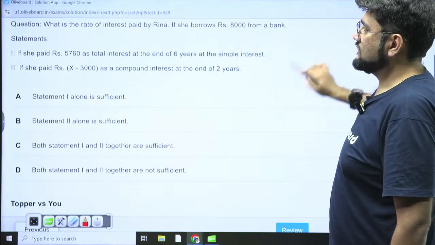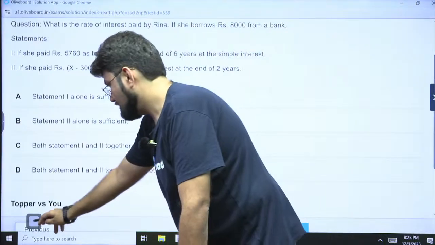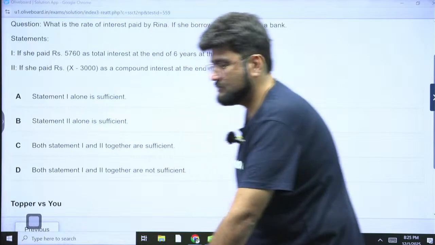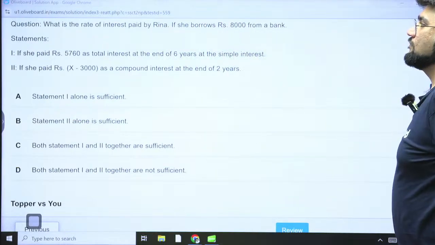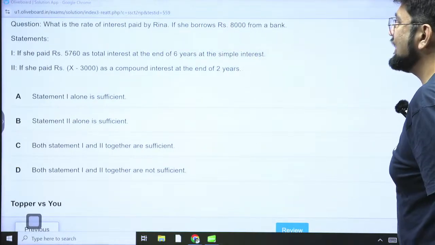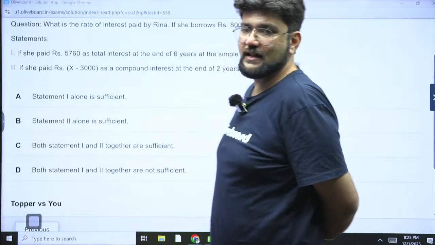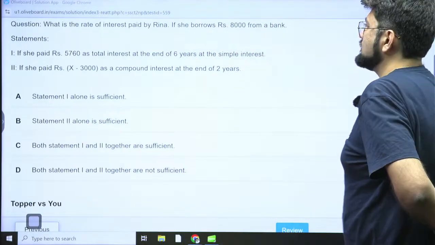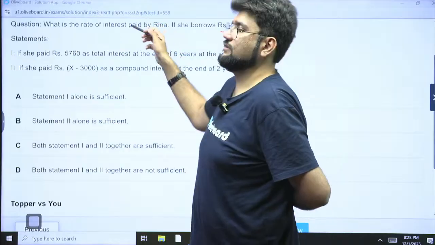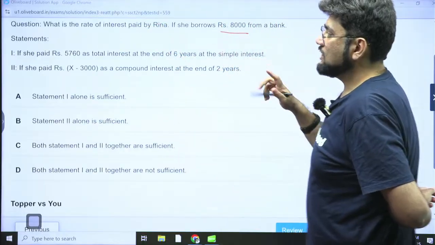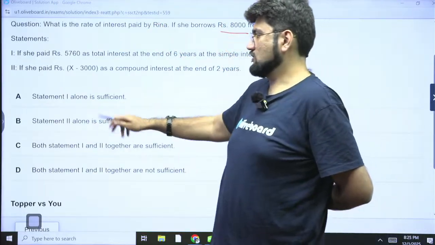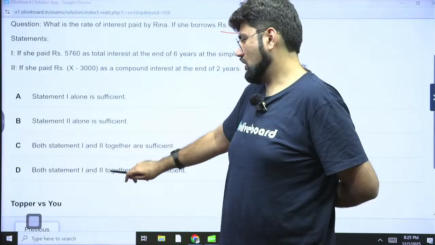Data sufficiency. Observe how all of you get carried away. Just look at this question. What is the rate of interest paid by Reena if she borrows 8,000 from a bank? Rate of interest they're asking, 8,000 she's borrowed. So you know the principal amount. You need to find out the rate of interest. Correct? Now before reading the statement, read the options. Statement 1 alone, 2 alone, both or not sufficient.